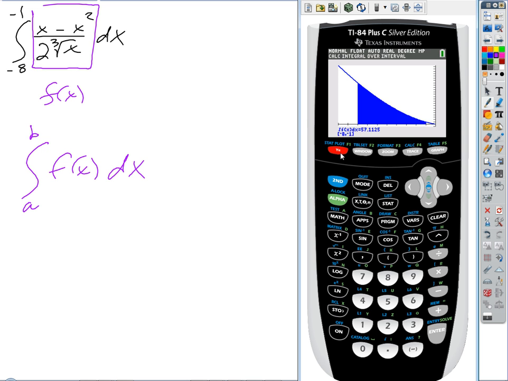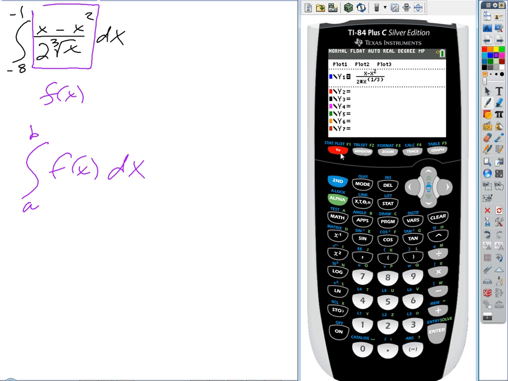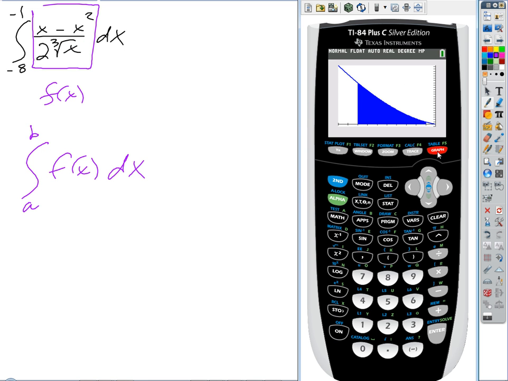So we go back up to, all we do here is we're just entering the function, and we're going to add the area up under the curve. So we have to get the graph first. You won't have that part yet. Yours is just going to look like a graph. So once you get the function graphed, then you go to the calculate menu.